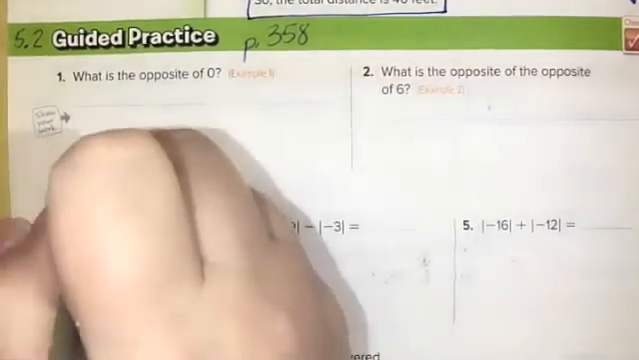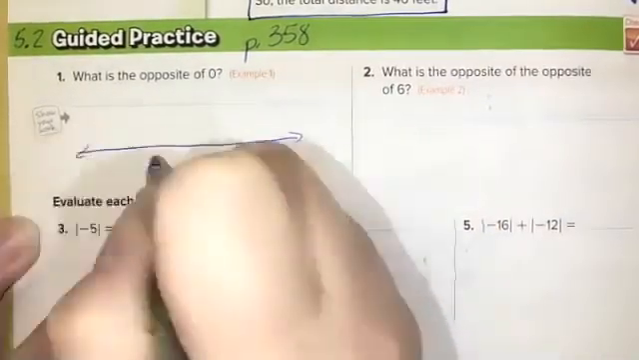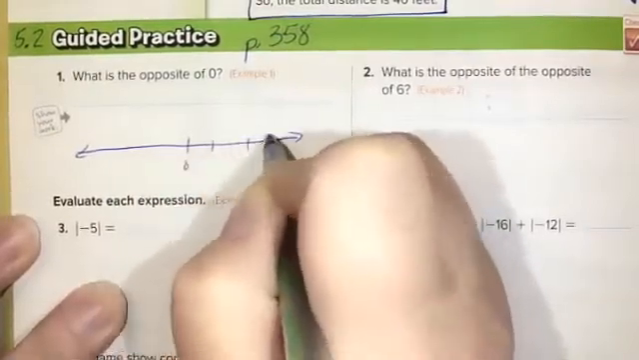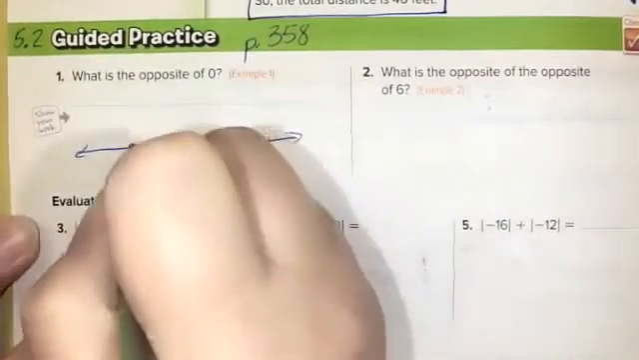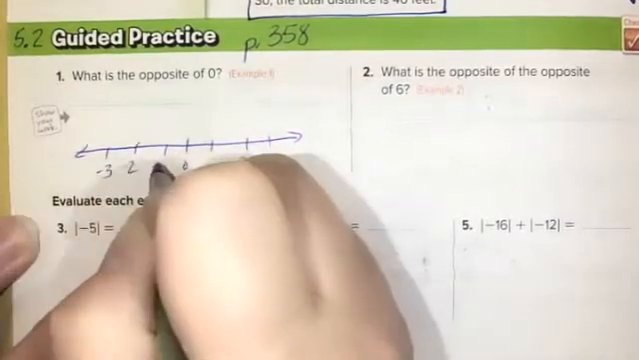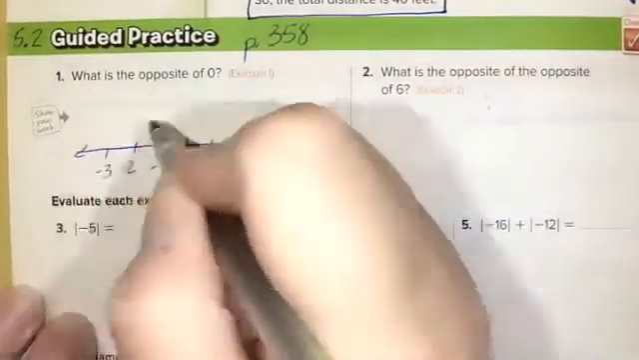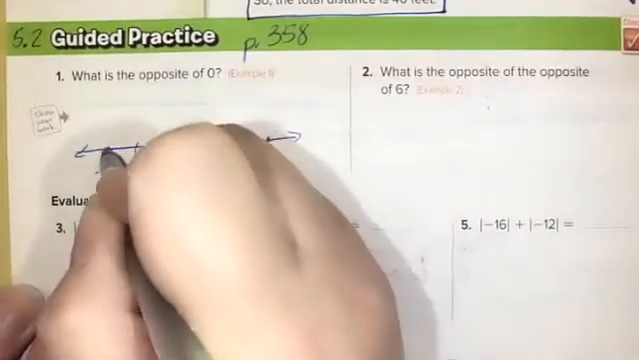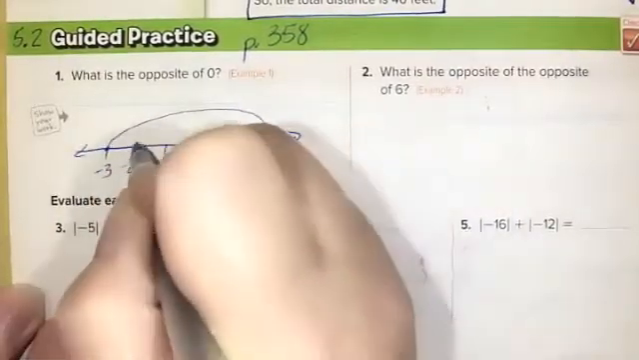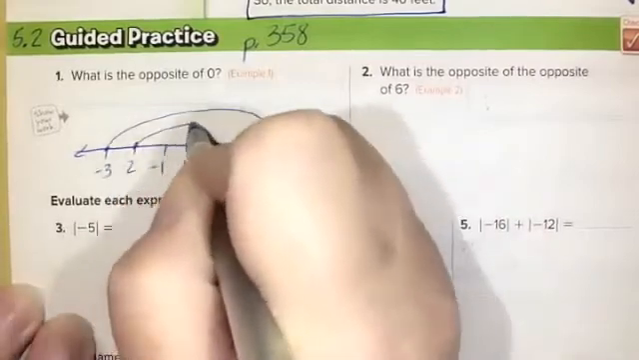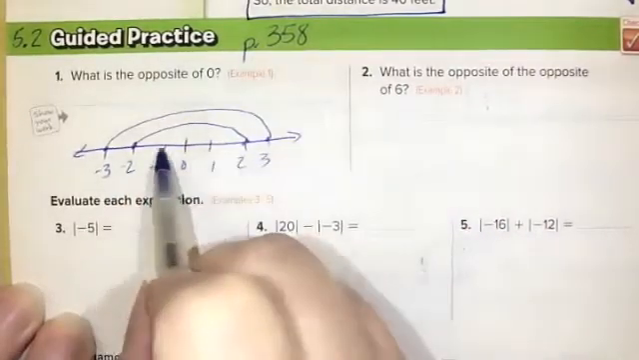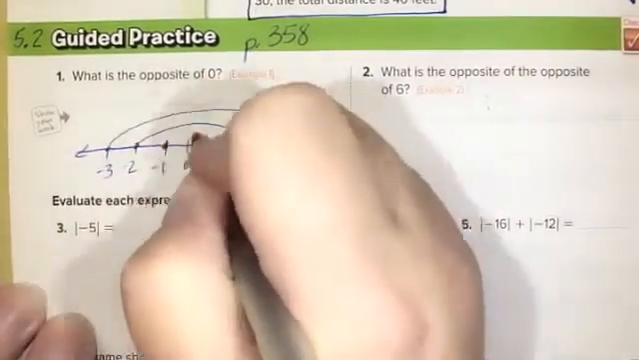So remember, we talked about opposites of numbers, and if you can think of the number line, 1, 2, 3, -1, -2, -3. So if you think of each number on the number line as having its opposite, the opposite of 3 is -3. These are opposites. The opposite of 2 is -2. And then the opposite of 1 is -1, and vice versa for all of those.